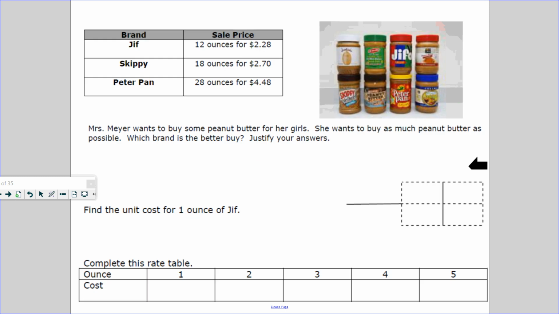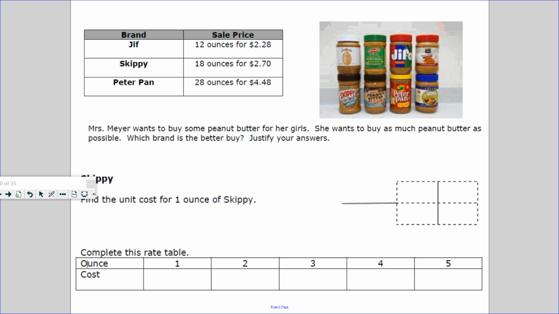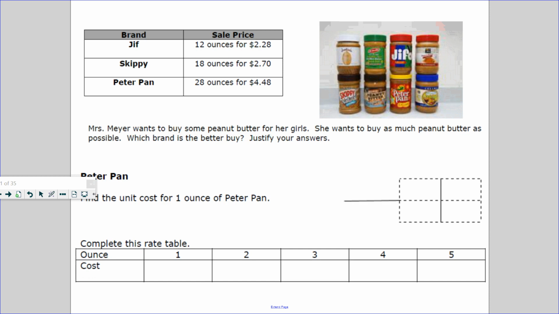So what we're going to do, the last part of the activity, is each table will be assigned a different peanut butter. Mrs. Meyer wants to buy some peanut butter for her girls. She wants to buy as much peanut butter as possible. Which brand is the better buy? Which one can you get the most amount of peanut butter for every ounce? So there is Jif, there is Skippy, and there is Peter Pan.